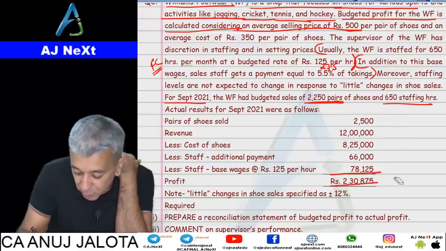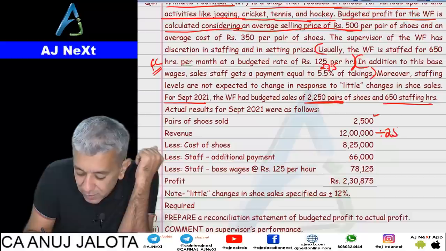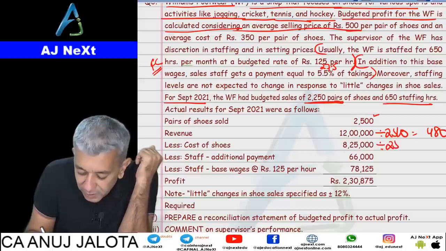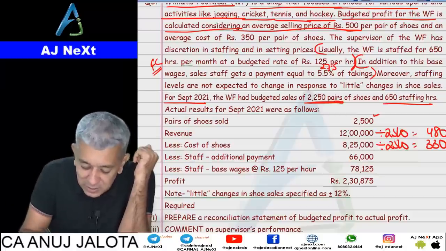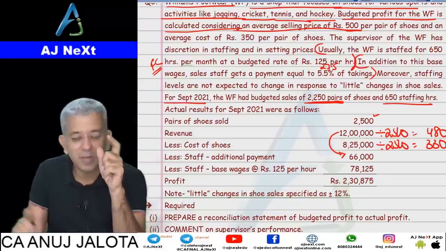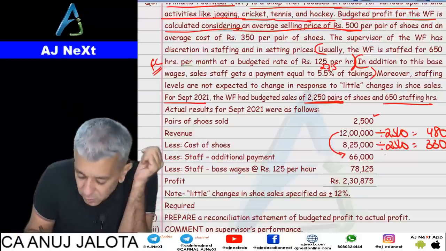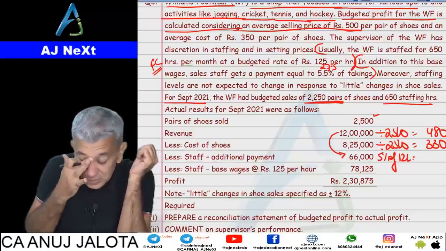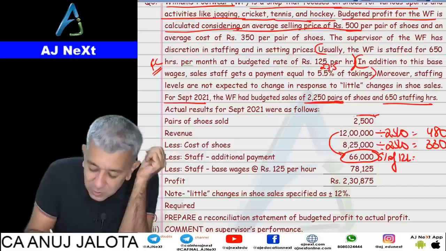Now, one thing that I'm going to be doing, I am going to be dividing some figures by this. This is actual revenue divided by 2500. Please do it. I think that should be coming to 480. Further, 825 divided by 2500. I think that should be coming to 330. Staff additional payment 66,000. If you take 12 lakhs, doing 5.5% of that, that additional payment is like your commission. So 12 lakhs into 5.5%, that comes to 66,000. In any case, 66,000, you can also do one small thing. Divide 66,000.